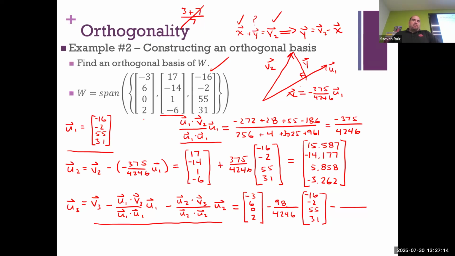So V3 is actually this, right? And then we called this first one U1 or V1. And this right here was V2, right? So let's make sure I'm actually assigning the right things in the right way. So V3 is this minus U1 dot V3 in the numerator. Yeah, that's definitely not 98. I did the wrong thing. So minus 50 over 4246 times U1.